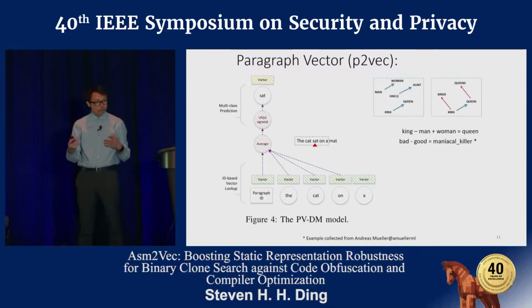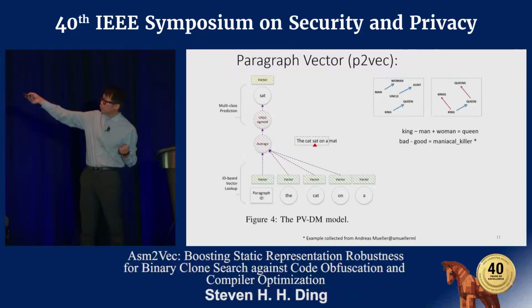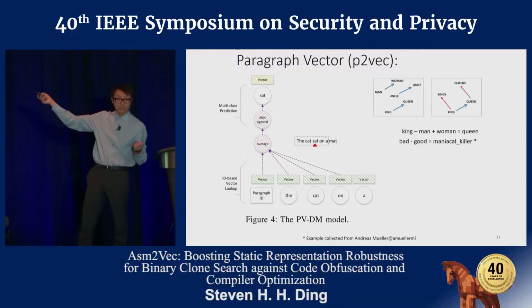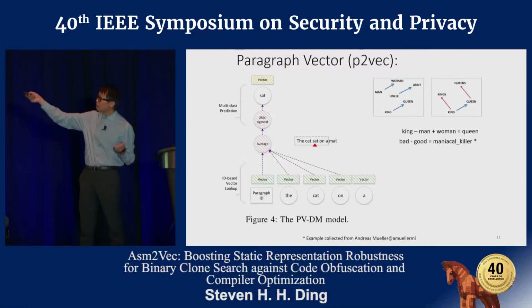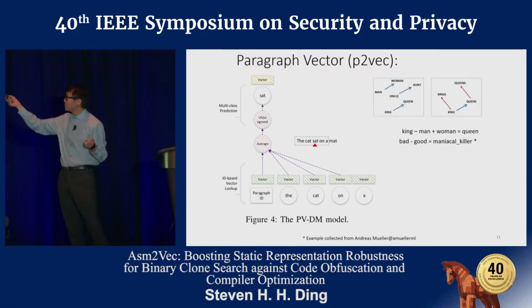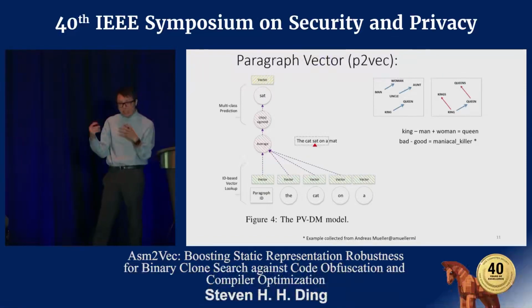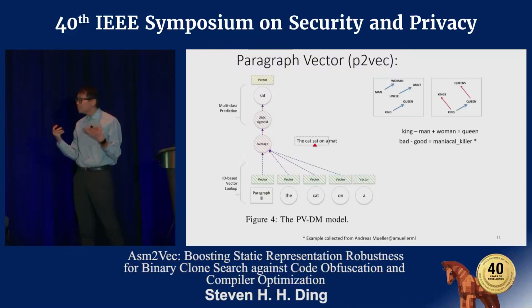And this approach turned out to be great. We can actually learn very rich semantic relationships between tokens from natural language. One typical example is that the representation of king minus man plus woman is actually queen, and bad minus good is maniacal killer. It actually kind of makes sense, right?